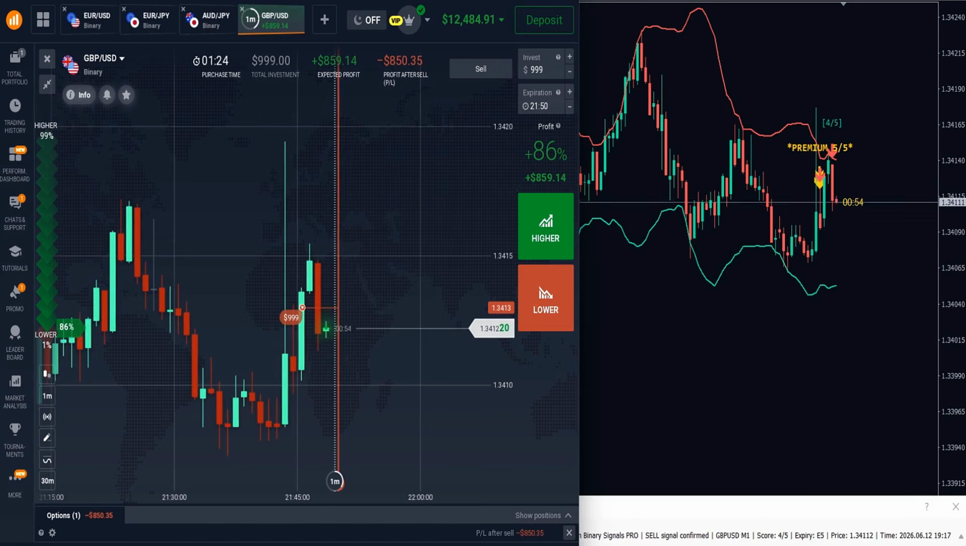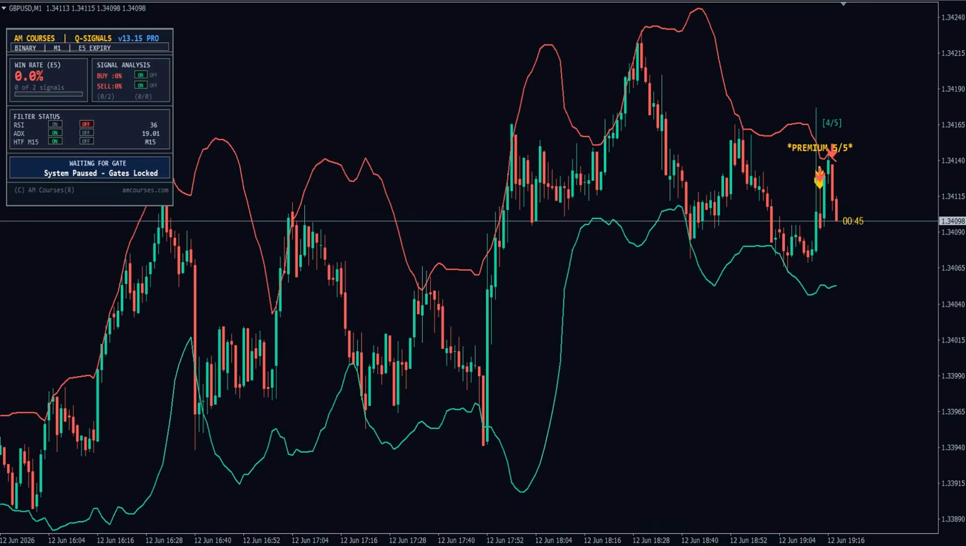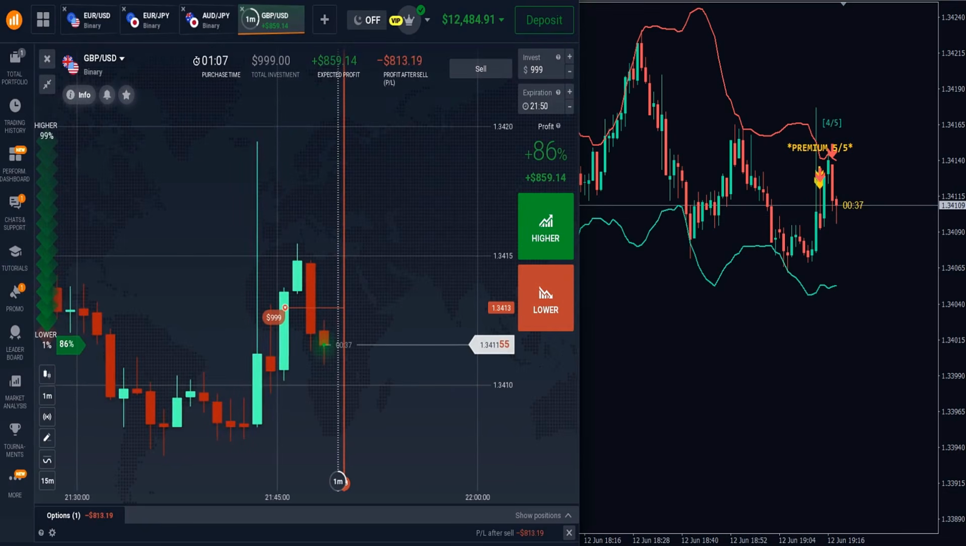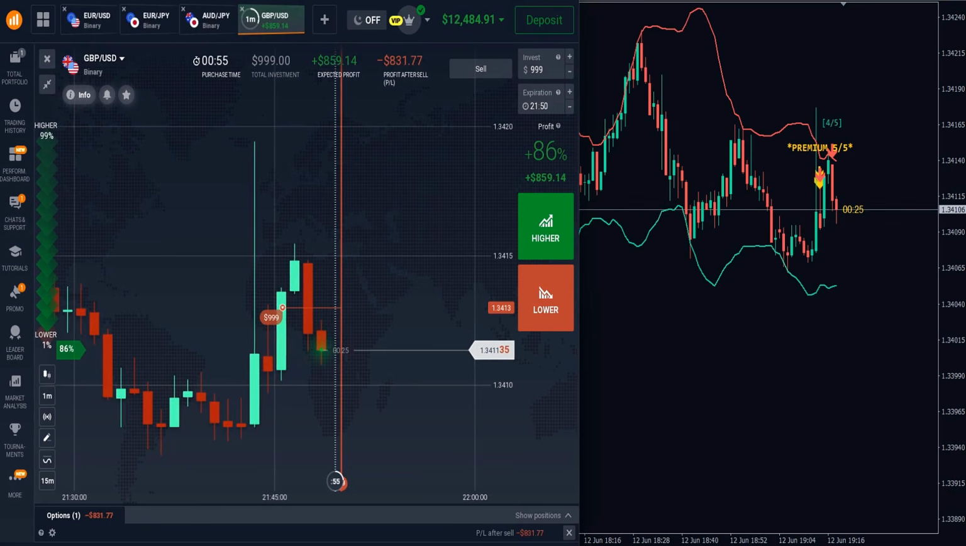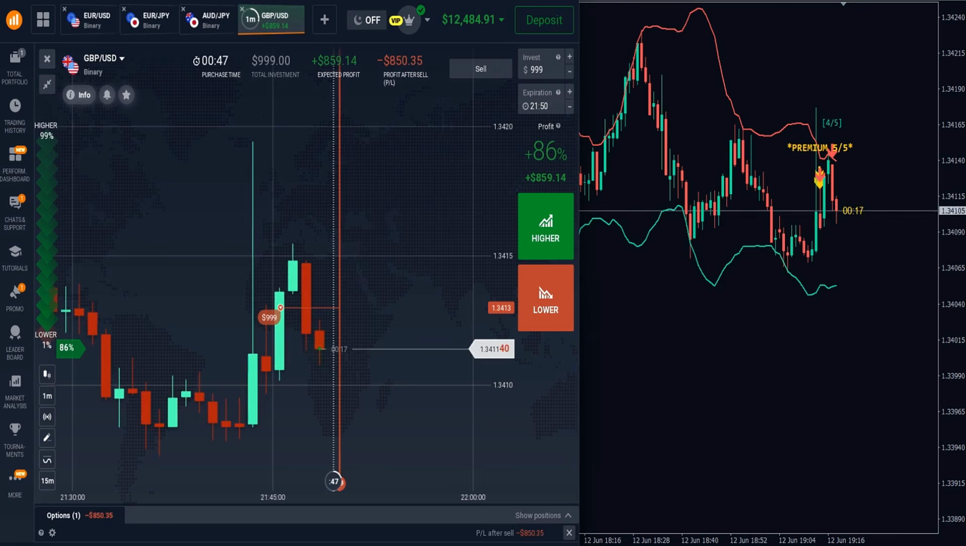Now, while the trade is live, you'll notice something interesting happening. The score on the chart has actually updated to 4/5. And if you look at the price action, it pushed up for a moment, even pushing the position into negative territory briefly. This is completely normal in binary trading.